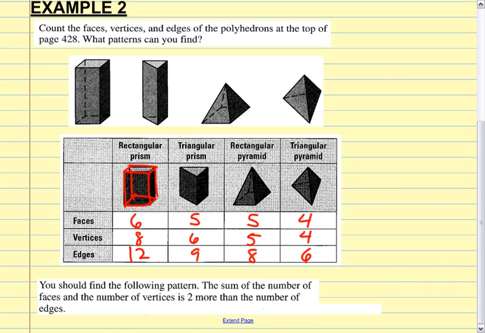All right. Now, it says you should follow the following pattern. Do you see that the sum of the number of faces and vertices is always 2 more than the edges? This is 14. You know what I'm going to do it in?